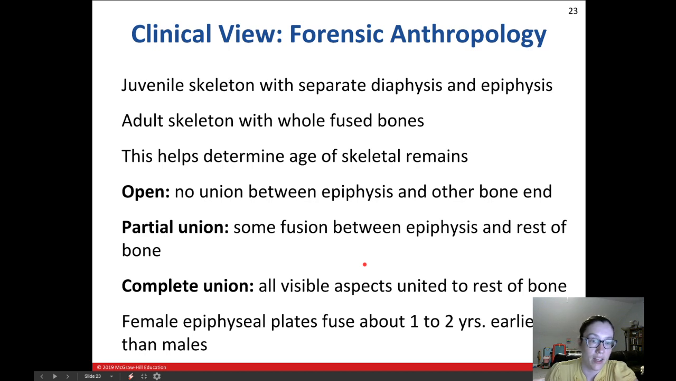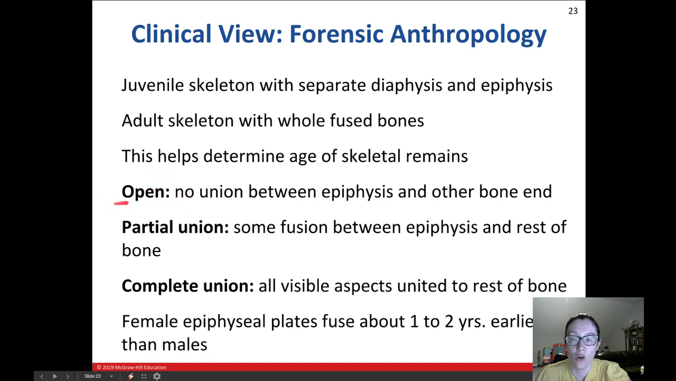So really quickly, forensic anthropology, it's probably been popularized by that TV show Bones, and basically this is going to be where we're looking at skeletons. We're trying to figure out details of who the person was before they died. We can look at the growth plates to help age the skeleton. You can do this with the skull also. We'll talk a little bit about this.